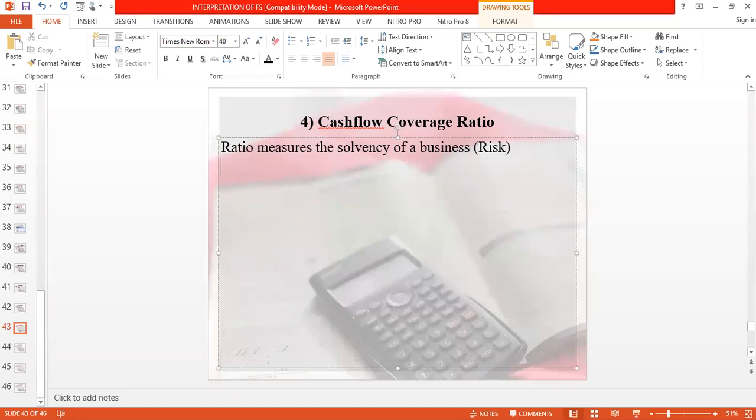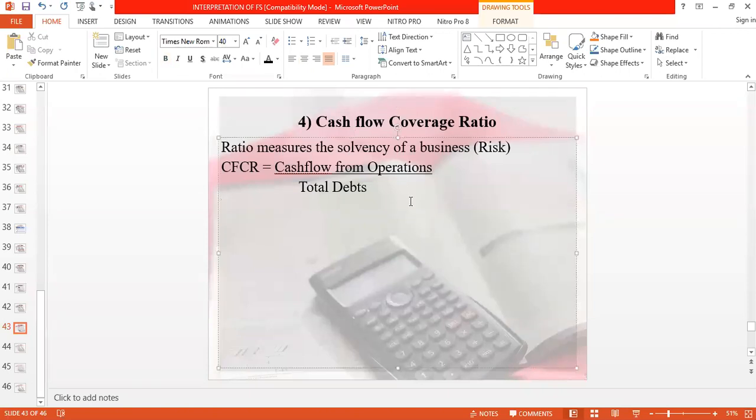So cash flow coverage ratio is equal to cash flow from operations divided by total debt. Leverage or risk looks at the debts. That is why we divide it by the total debt. So please take note of those as we now go and answer that past paper question.